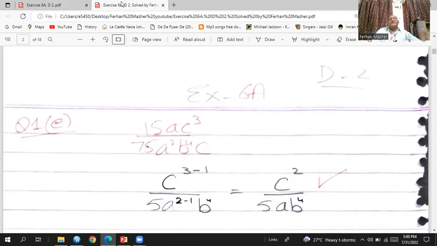C's larger power is in the numerator. So I will write in the numerator c raised to power 3 minus 1, and b is only present in the denominator, so it will remain in the denominator, b raised to power 4. So your final answer will be c squared divided by 5a b raised to power 4.